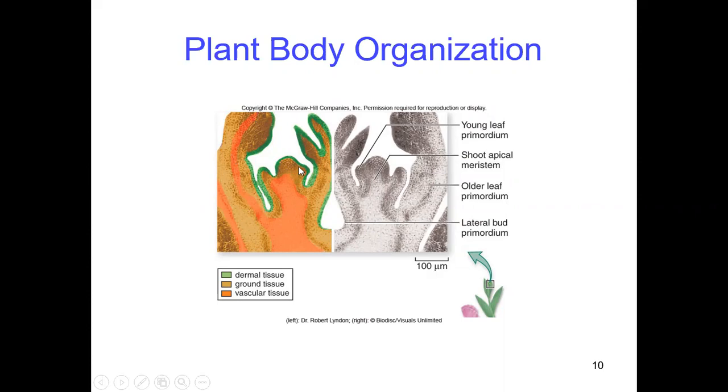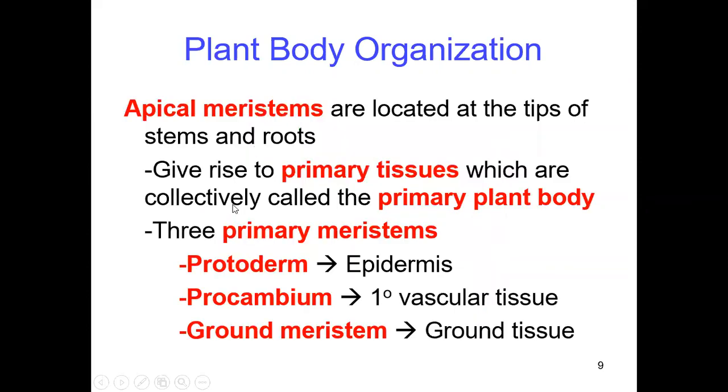So green, some kind of gold, brownish color, reddish color, and these are some kinds of this protoderm, procambium, and ground tissue. Those after the maturation converted into epidermis. This converted into vascular bundle, and ground tissue converted into ground tissue. Here.